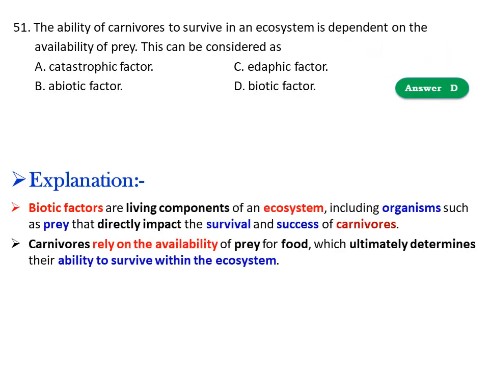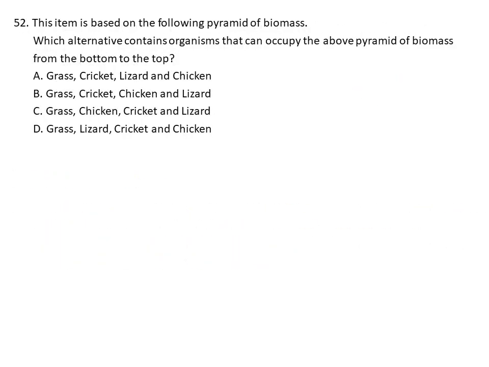Biotic factors are living components of an ecosystem, including organisms such as prey that directly impact the survival and success of carnivores. Carnivores rely on the availability of prey for food, which ultimately determines their ability to survive within the ecosystem.